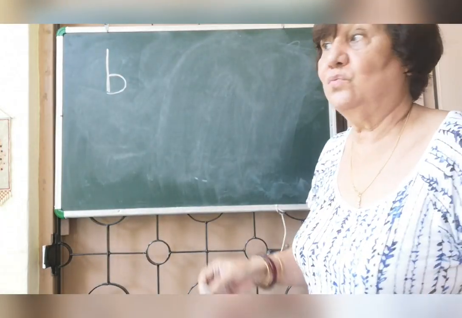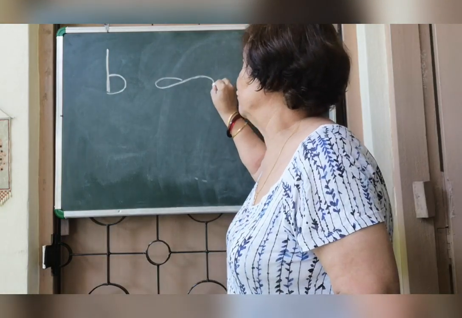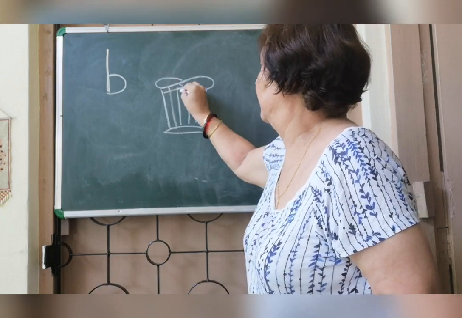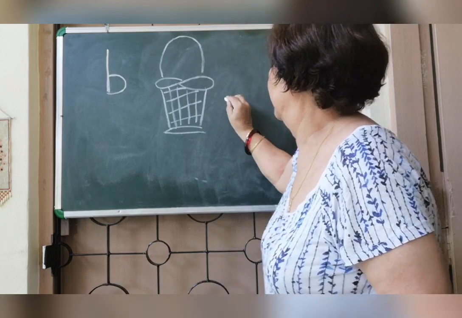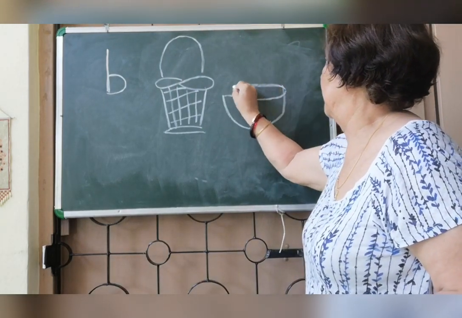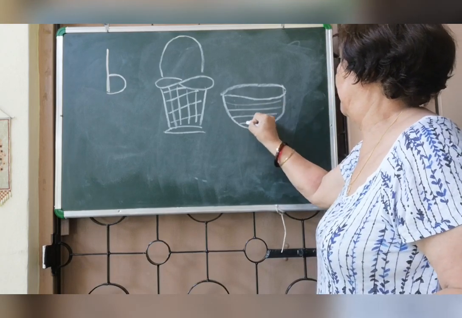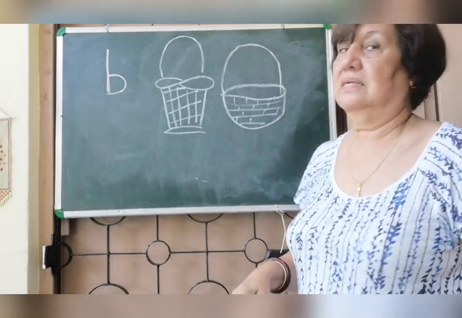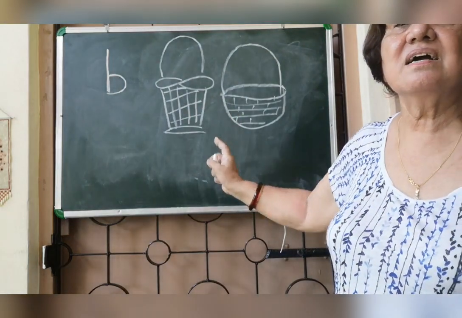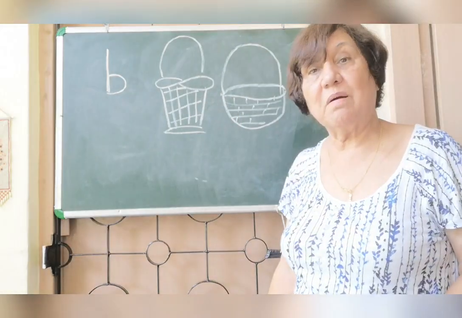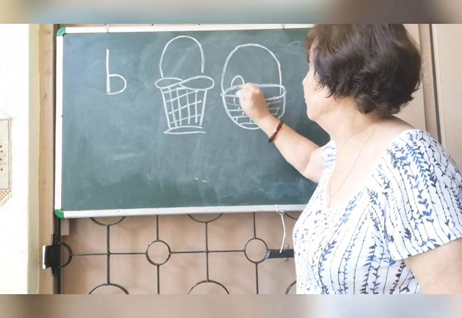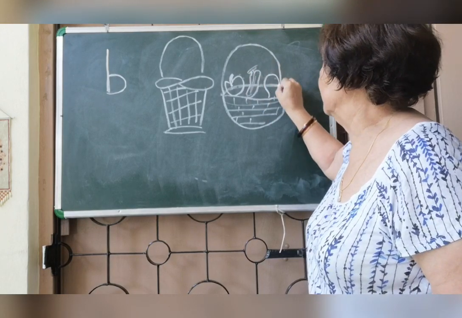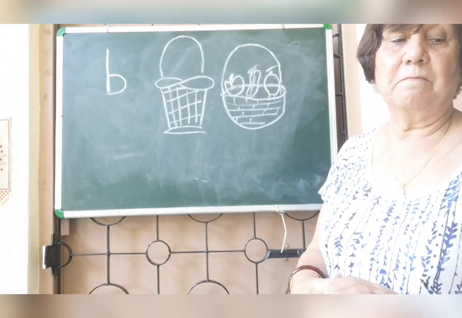And now you will tell me, what is this? I'm going to draw two of its kind. What are these? These are baskets. And what does mummy put in the basket? Mummy can put some fruits in the basket, like apples or bananas or mangoes. All these fruits are put in the basket.